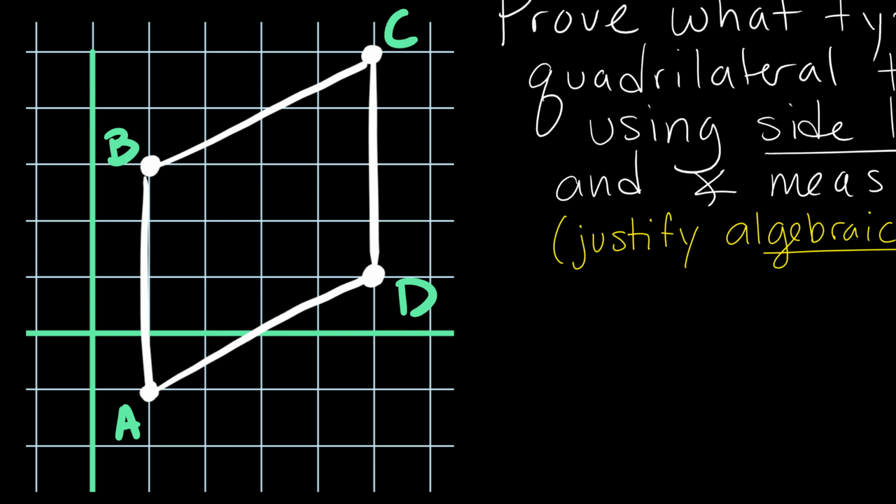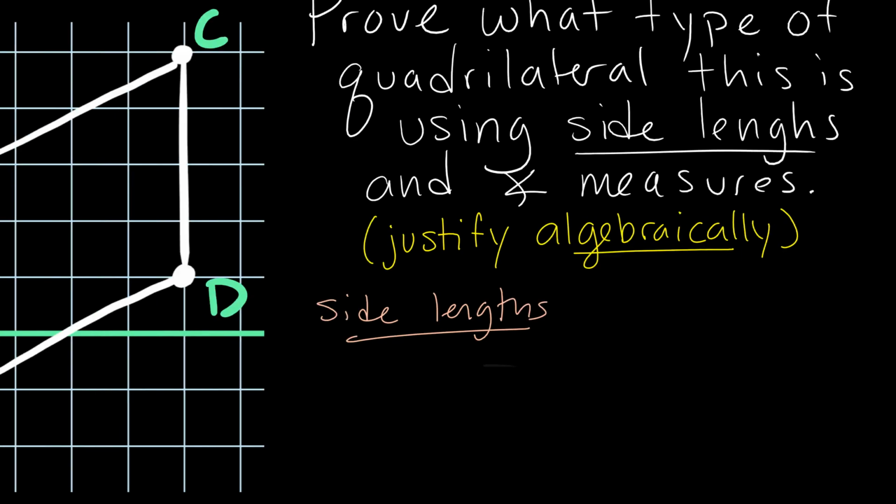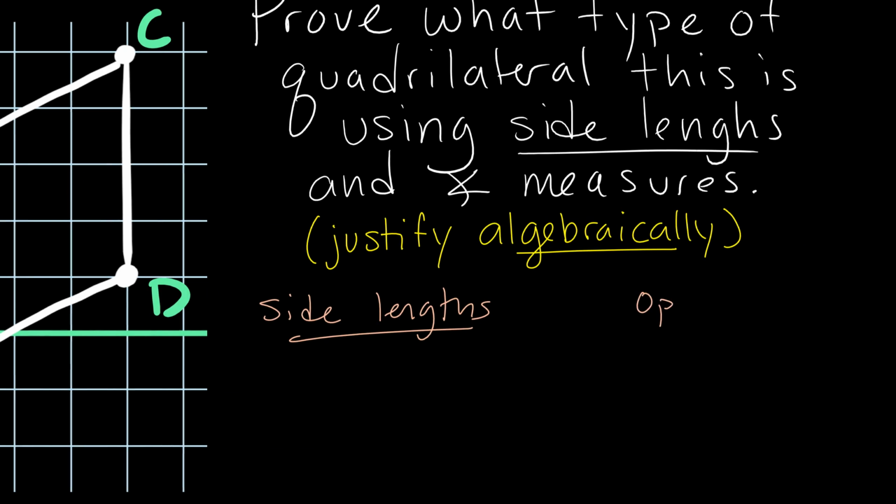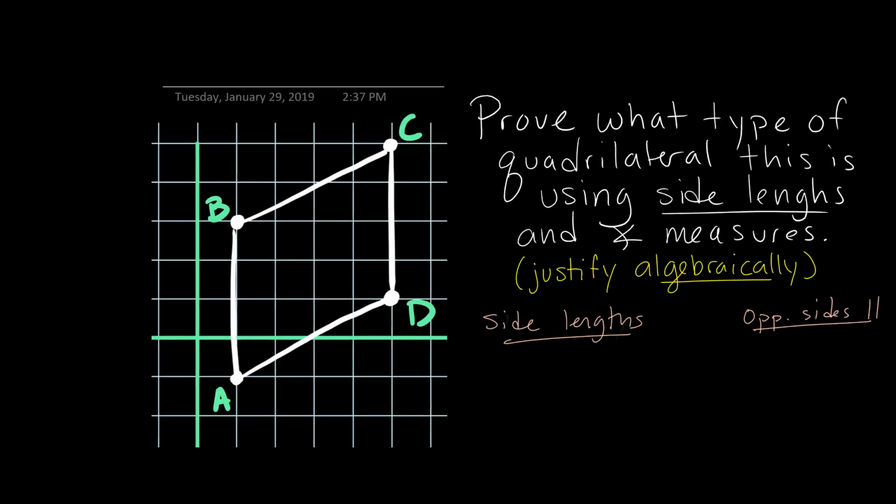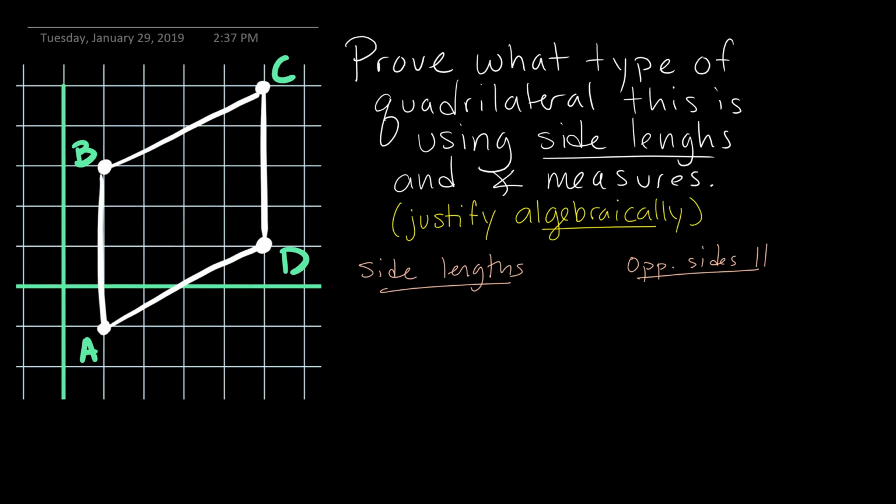So we said we had to prove two things. What were those two things? We had to prove that the side lengths were congruent. Okay, so we have to do side lengths. And we also had to show opposite sides parallel. Okay, so there's two things we have to show here. Now, how can I get the side lengths?